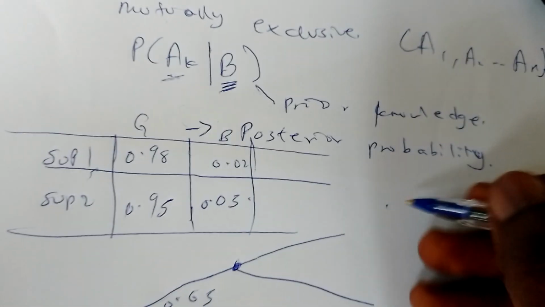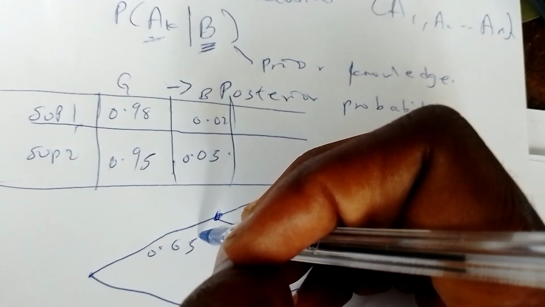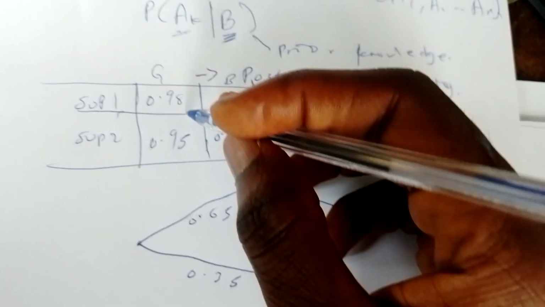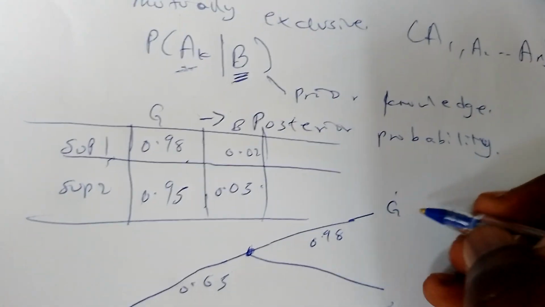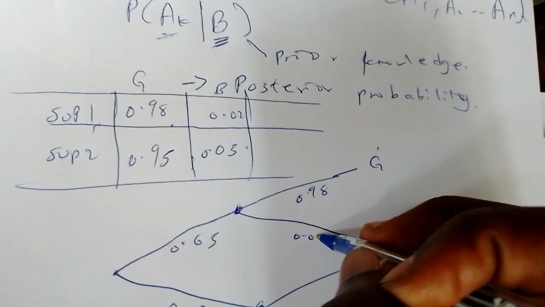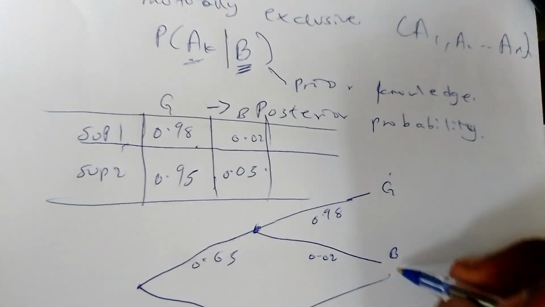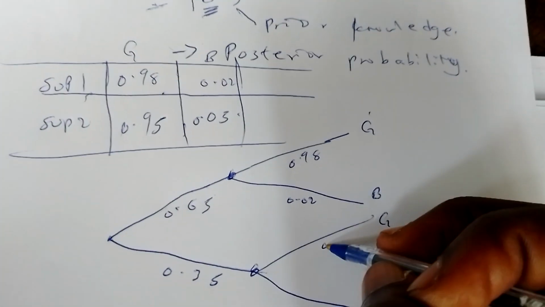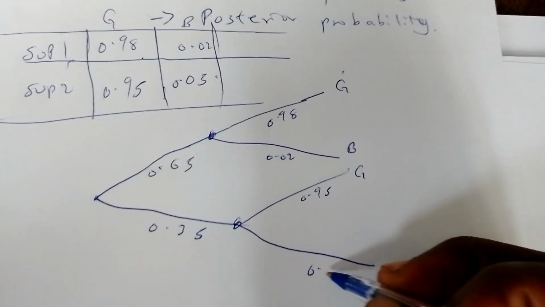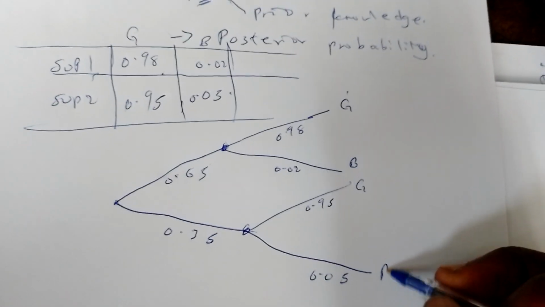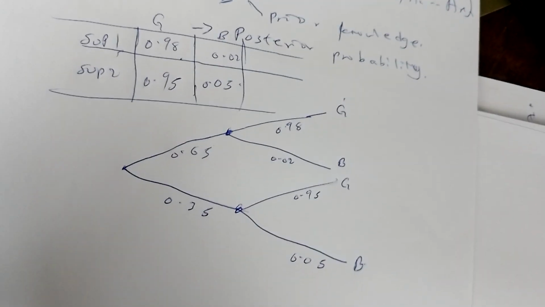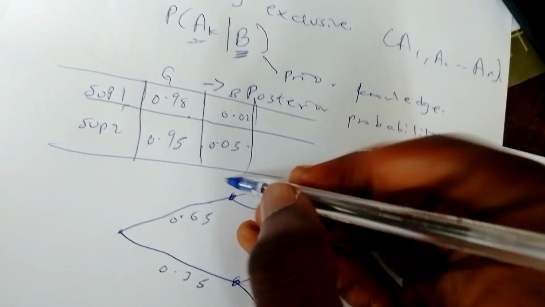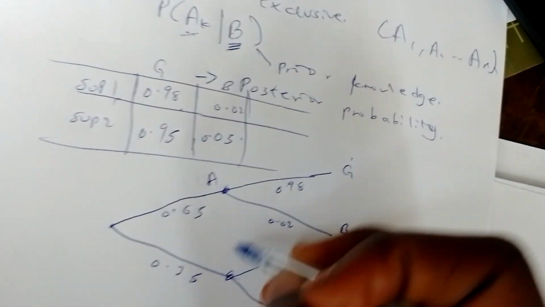Now, if we take supplier 1, what's the probability that it gives us good items? That's 0.98. So this is good. And the probability that it gives you bad items will be 0.02. So this is bad. Now for supplier 2, this is good, 0.95, like we stated, and 0.05 bad. So this is our baseline.